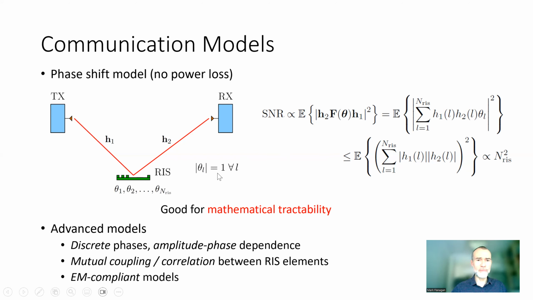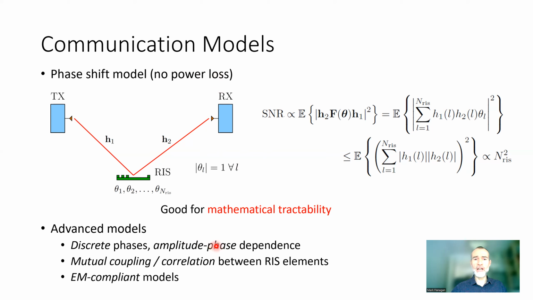So this kind of phase shift model is quite good for mathematical tractability, and it's the one that I'll use in this talk today. I'll just mention as well that there are more advanced models. In practice, we tend to have discrete phase shifts, not continuous ones. We tend to have also an amplitude phase dependence, so there's the phase shift you can achieve, and the amplitude gain, which we're assuming is 1 here. There's no power loss in this particular model, but there should actually be an amplitude loss, which is very easy to model actually.